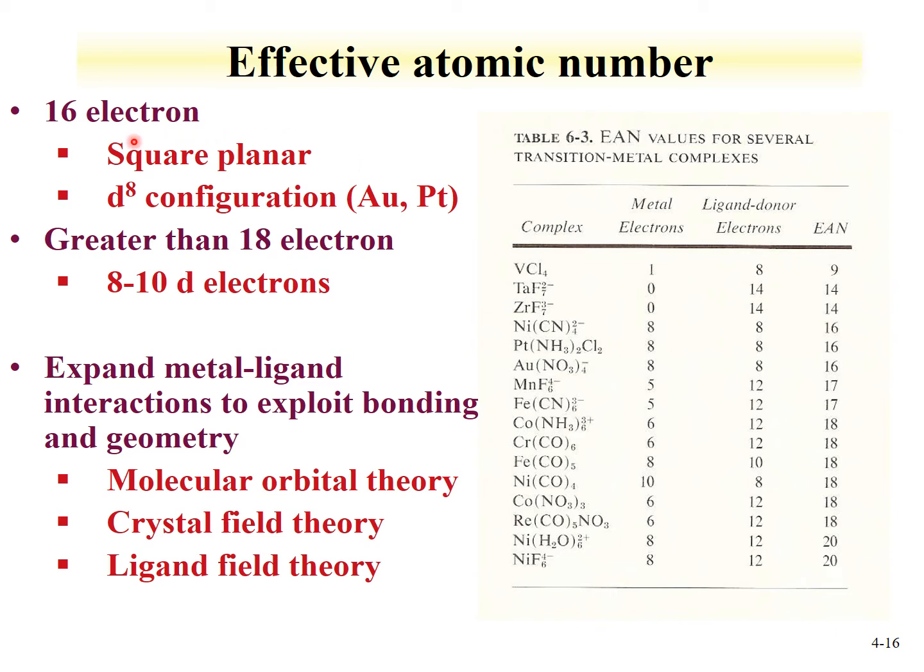Certain geometries, such as square planar with 8 d electrons, have a 16 electron effective atomic number. And as shown in this table here, certain complexes, such as these nickel complexes here, can have effective atomic numbers greater than 18. We can expand our models to describe metal-ligand interactions through some enhanced theories, and these theories we're going to discuss in the upcoming pages.